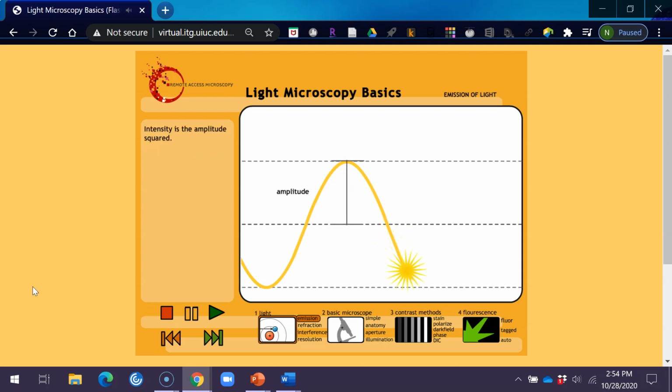The amplitude is the height of the wave and is the distance from the dashed line to the wave's crest or trough. The amplitude squared is proportional to the intensity. Wavelength, the distance between two crests, is the characteristic of a light wave that defines what type of light it is: X-ray, visible, or ultraviolet.